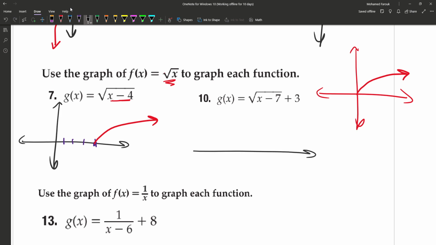It's shifted in both directions. In the direction of the x-axis, it shifted to the right 7 units. So we will count 7 units to the right: 1, 2, 3, 4, 5, 6, 7. And it went up 3 units, so 1, 2, 3. It will be here, and we will draw it like this. We're done.